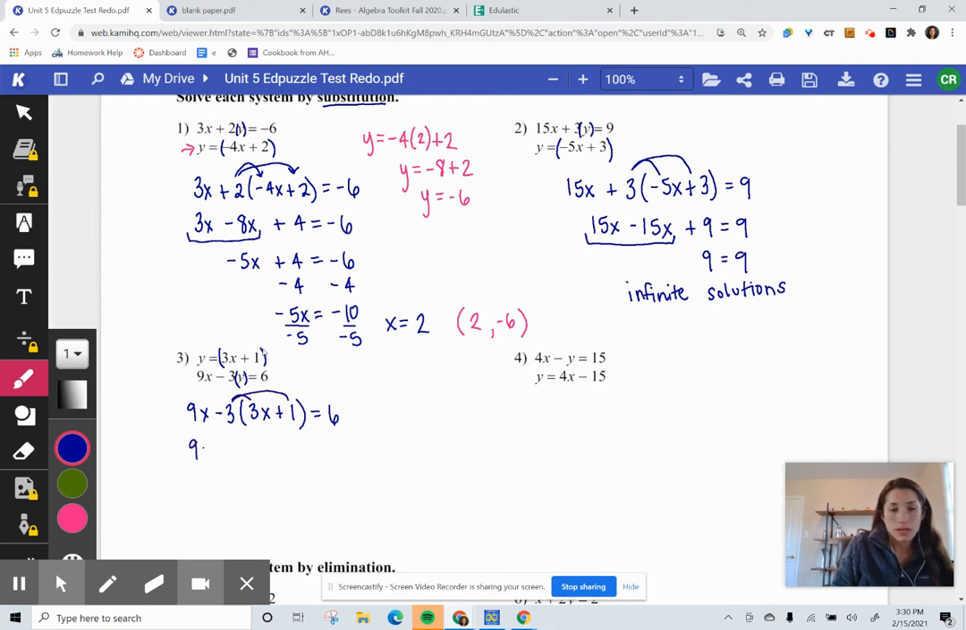So that'll give us 9x, and then we have negative 3 times 3x, that would be negative 9x. Negative 3 times 1, negative 3. And then when we combine like terms here, we're going to get 0. So 0x is just 0. And then we would get negative 3 equals 6, which it does not. This is a false statement, which means that if I were graphing these, they would be parallel lines. This would be no solution.